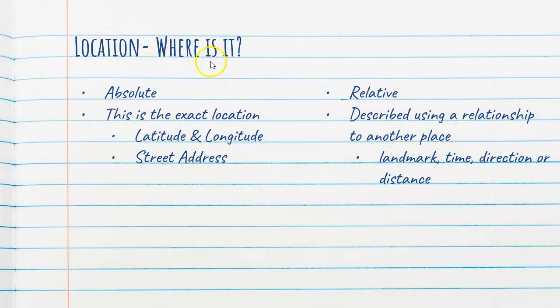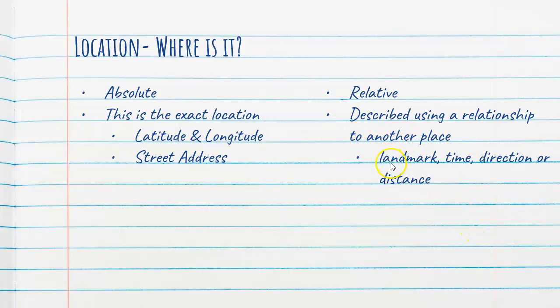Location answers this question: where is it? There are 2 different types of location. There is absolute location. So this would be your exact location on Earth. Absolute location, latitude, longitude coordinates. It might be your street address. That's an exact location. Relative location is going to describe where something is using a relationship to another place.